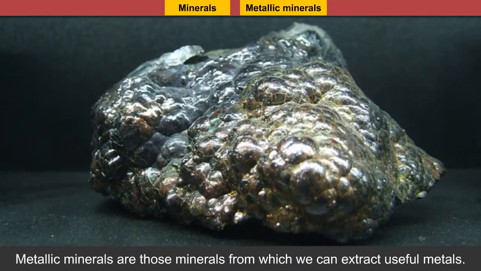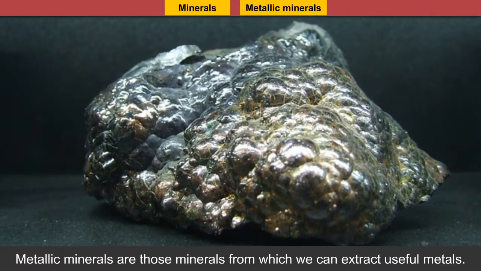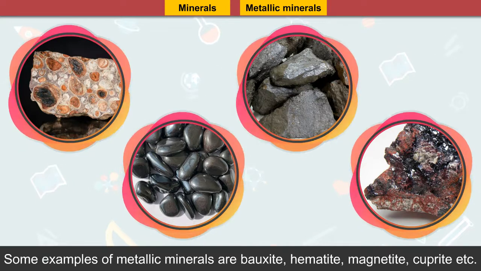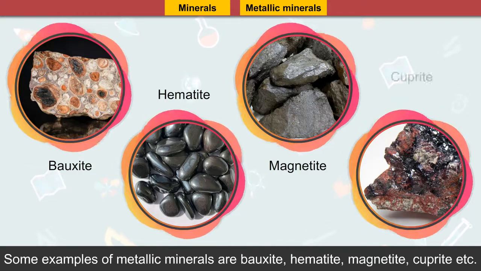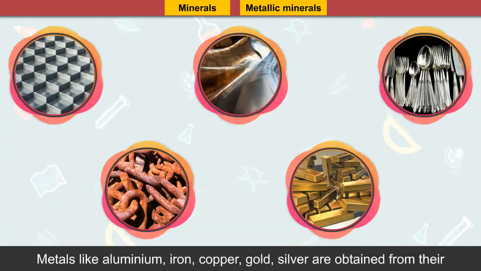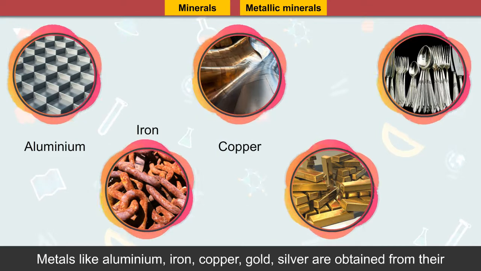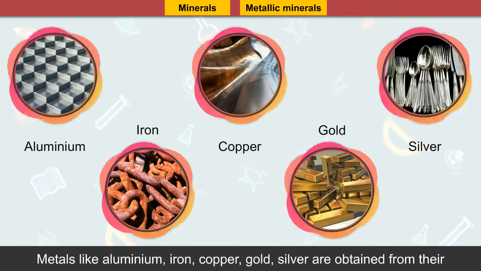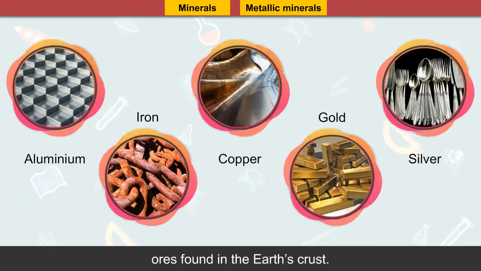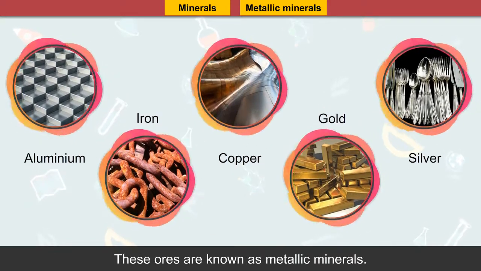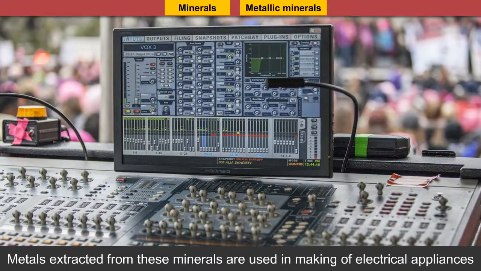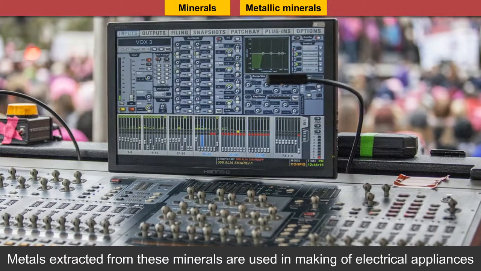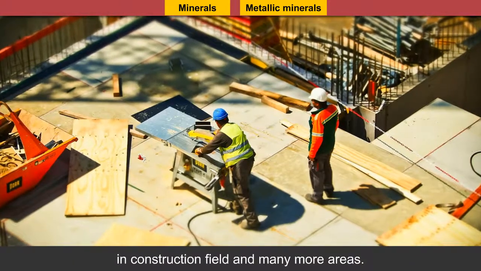Metallic minerals. Metallic minerals are those minerals from which we can extract useful metals. Some examples of metallic minerals are bauxite, hematite, magnetite, cuprite, etc. Metals like aluminium, iron, copper, gold, silver are obtained from their ores found in the Earth's crust. These ores are known as metallic minerals. Metals extracted from these minerals are used in making electrical appliances, in the construction field, and many more areas.